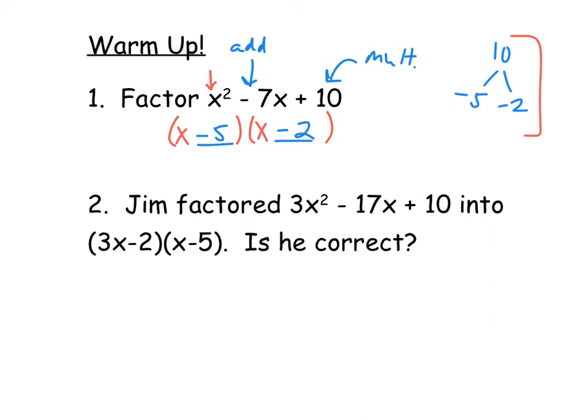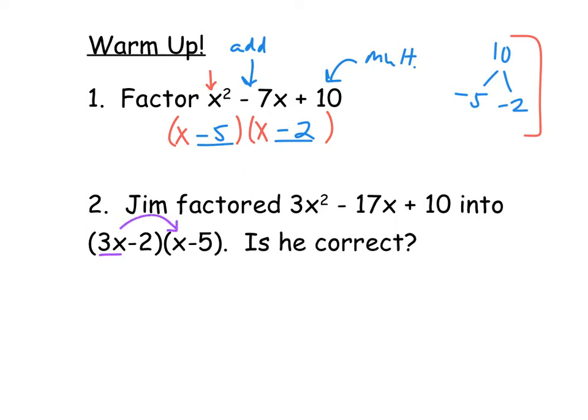Okay, so let's take a look at the next example here. This is one that our friend Jim factored. Let's see, is Jim right? He said 3x squared minus 17x plus 10 would factor into 3x minus 2 times x minus 5. So we can check it again by foiling it out. So let's take a look.